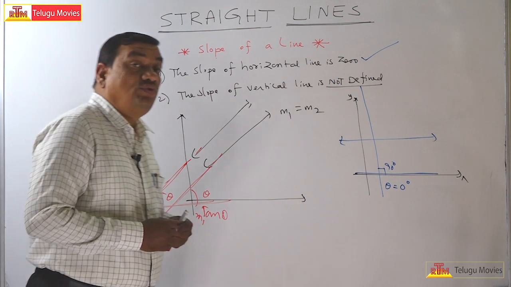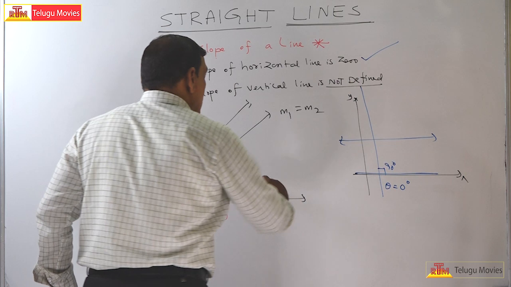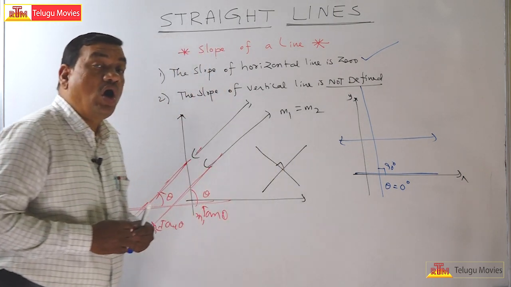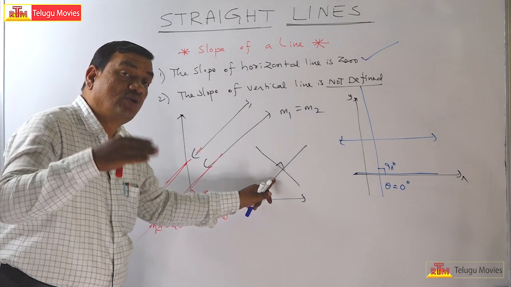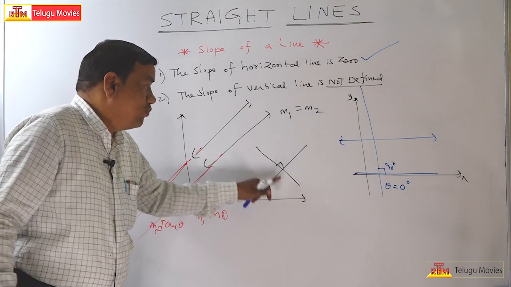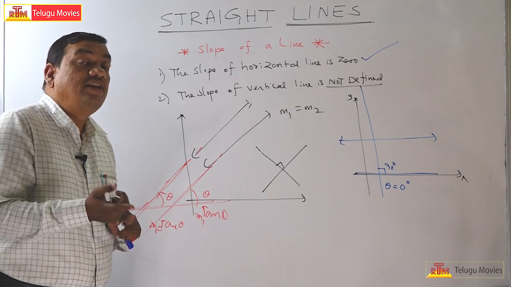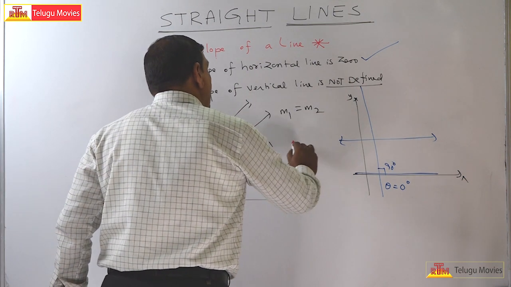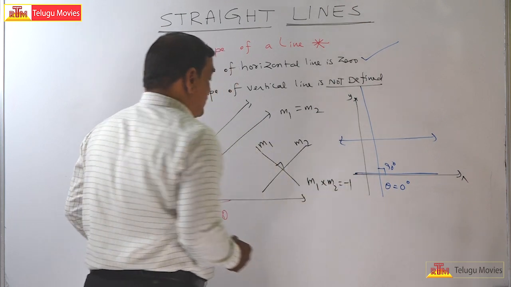Okay. If two non-vertical lines are perpendicular, that means what? So this is one line, another line is this. Non-vertical means it should not be parallel to the y-axis. Neither of the lines should be parallel to the y-axis. Then the product of their slopes, m1 and m2, is equal to -1.